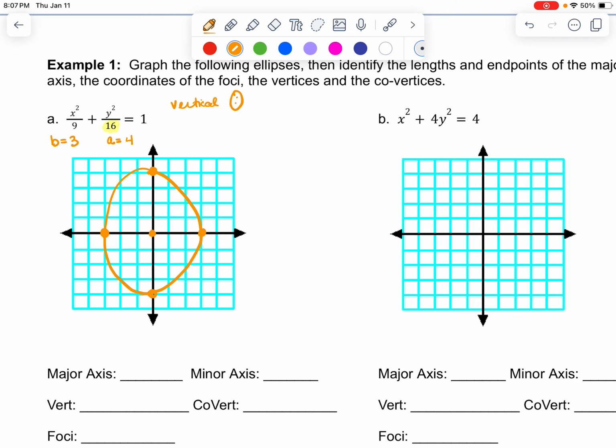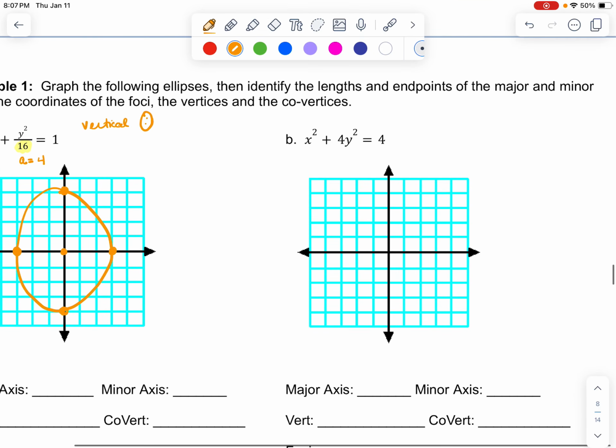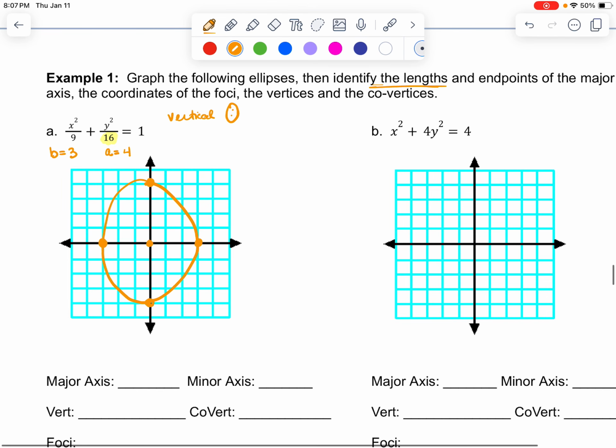All right, so the major axis, we are supposed to say the length of the major axis. So the major axis was the up and down along the y, and it went up 4 and down 4, and it had a length of 8. The minor axis had a length of 6. The vertices are at the ends of the major axis, so they were located at 0, comma, and I'll let you do plus or minus 4. There's 2 of them, one up and one down. The co-vertices went left and right, so that's the x values, positive or negative 3, 0.